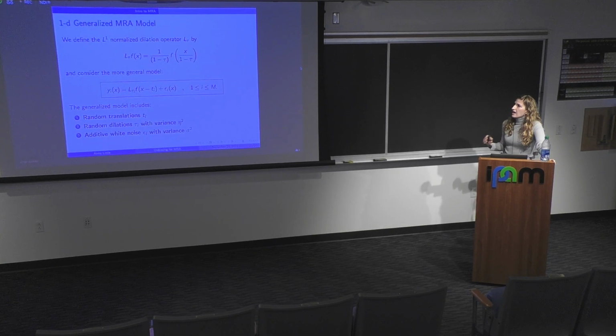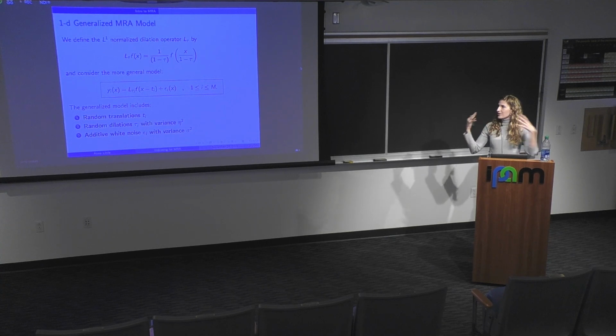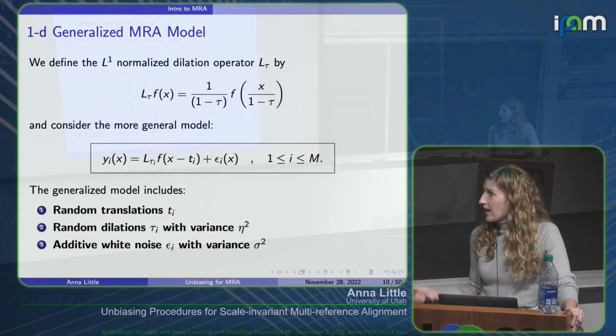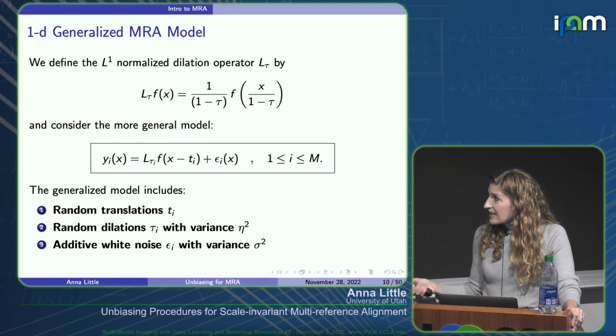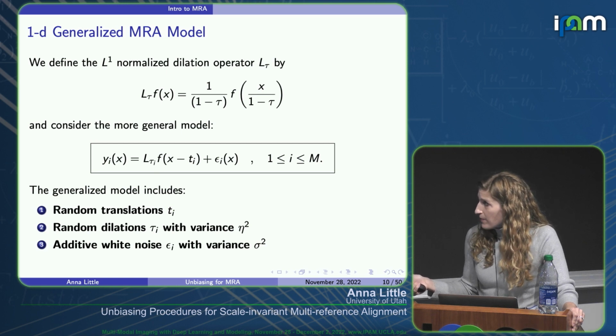Okay, and then one of the generalizations that I've spent a bit of time thinking about is, what happens when you have other sources of noise, other corruptions that are going on in your data generating process. For example, you may also have scale changes or dilations. So we can define an operator, L tau, which acts on a function by dilating the function by a factor of 1 minus tau. So here, f of x gets replaced with f of x divided by 1 minus tau.